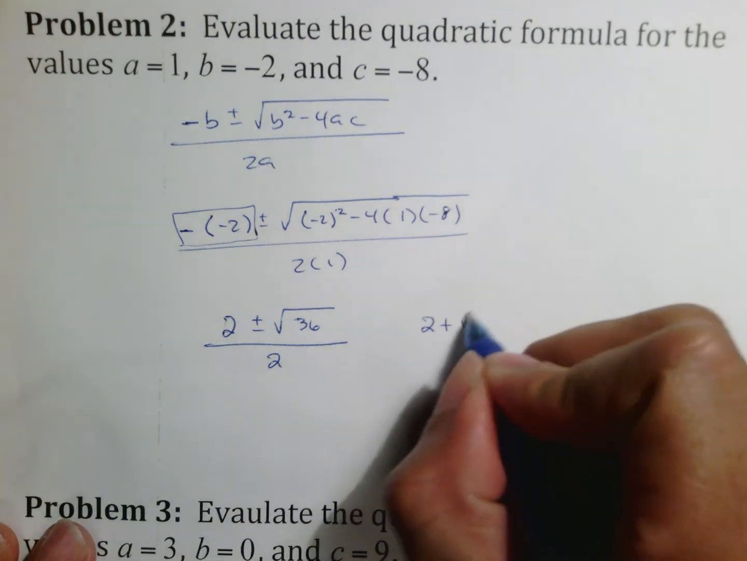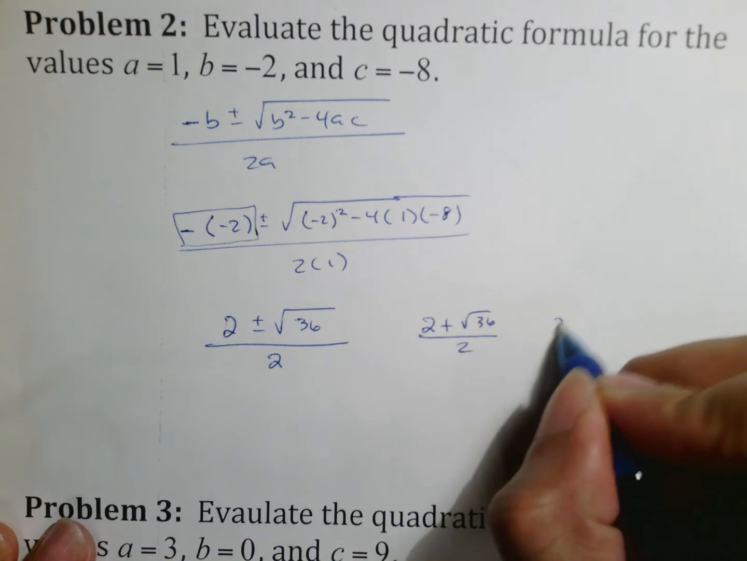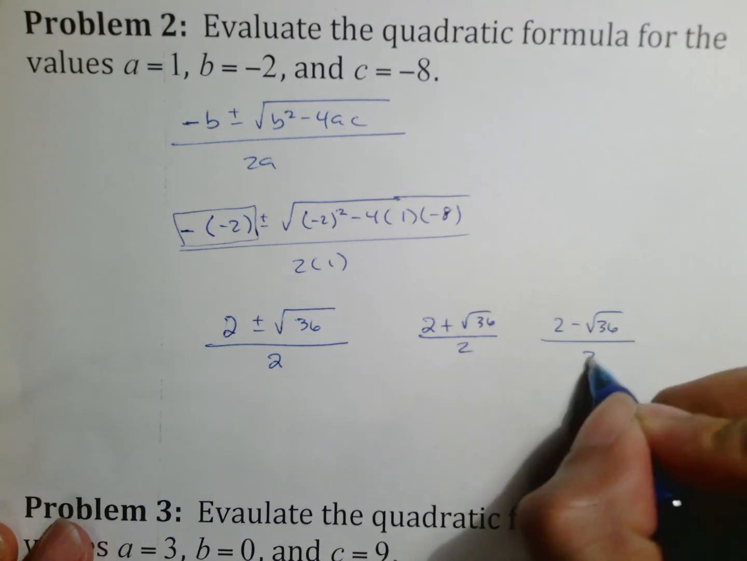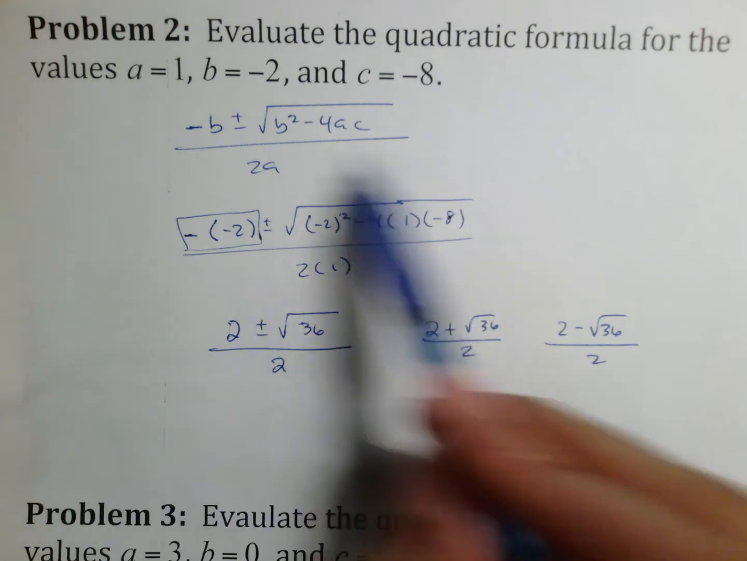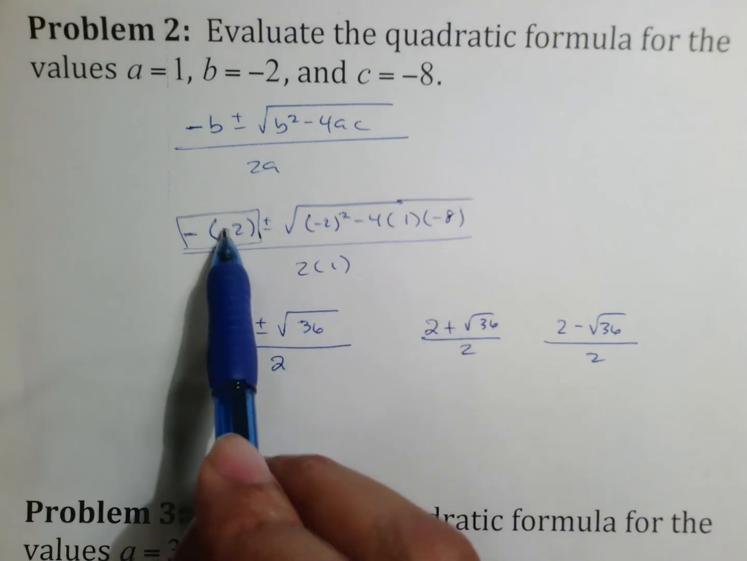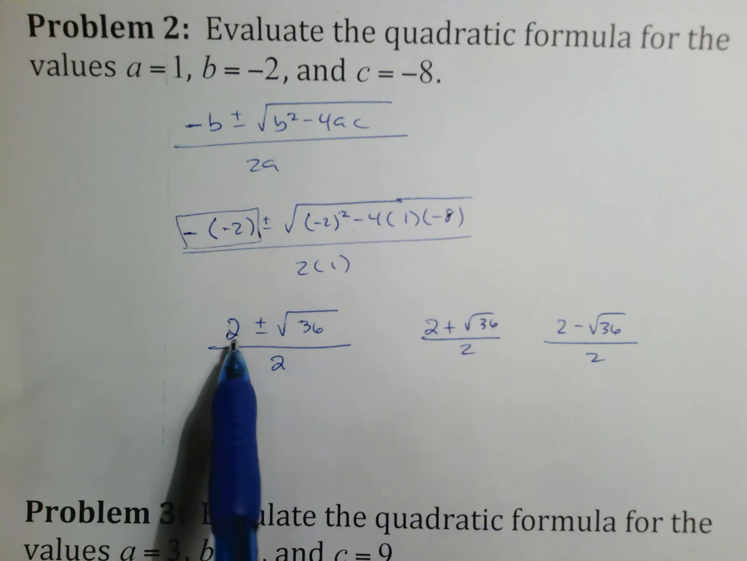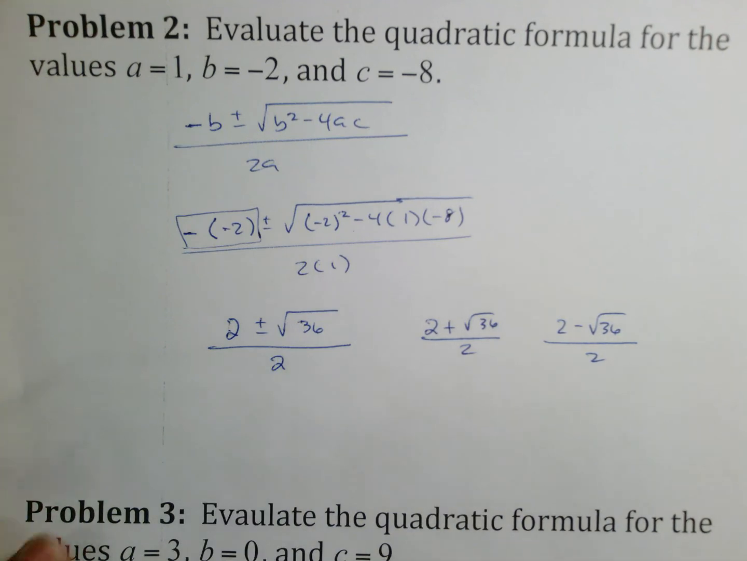I'm working out 2 plus square root of 36 over 2, and I'm working out 2 minus square root of 36 over 2. That's where you split it. So again, write the formula, substitute using parentheses, simplify the 3 zones, first, second, third, then you split it based off of the plus or minus like we've always done.